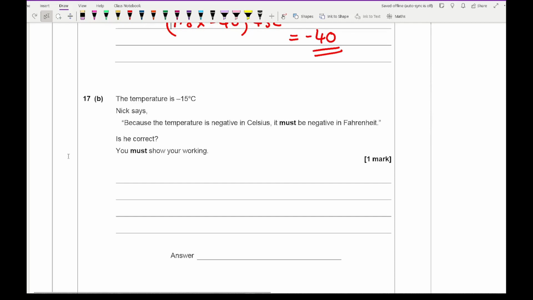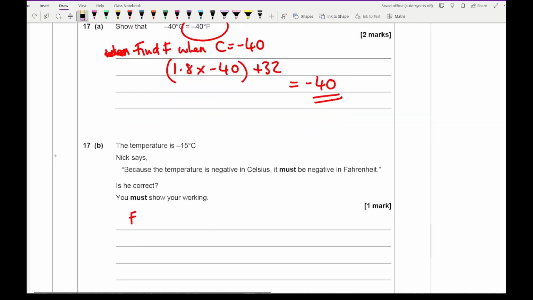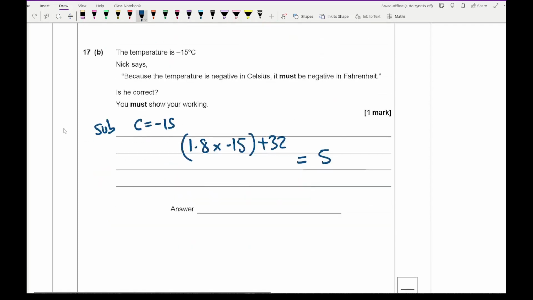For question 17, it says the temperature is minus 15 degrees. Nick says because the temperature is negative in Celsius, it must be negative in Fahrenheit. Is he correct? Well, let's substitute. F equals, degrees. C equals minus 15. So sub C equals minus 15. So I get 1.8 times minus 15. Minus 15 plus 32, and that gives me an answer of positive 5.